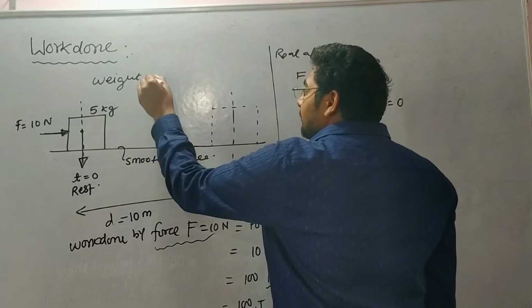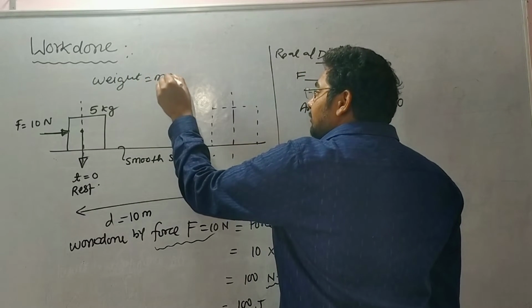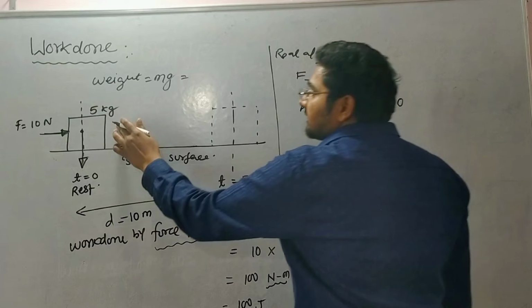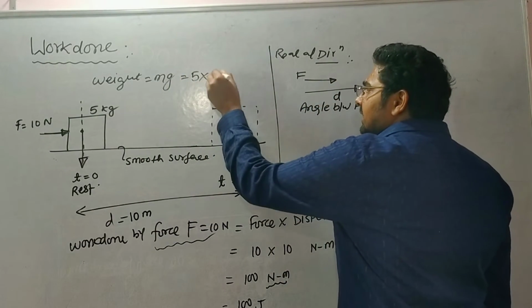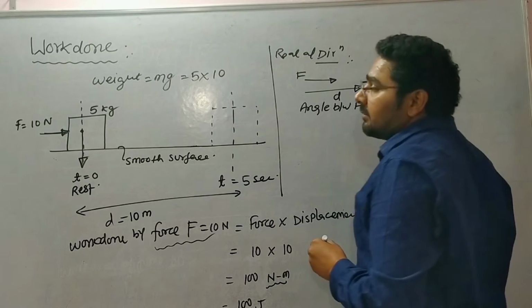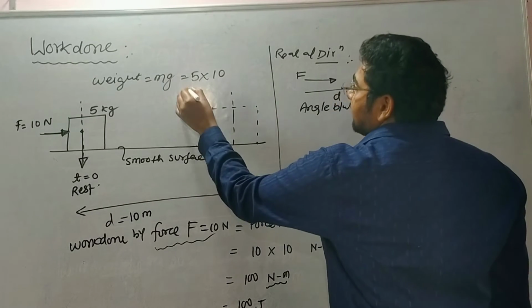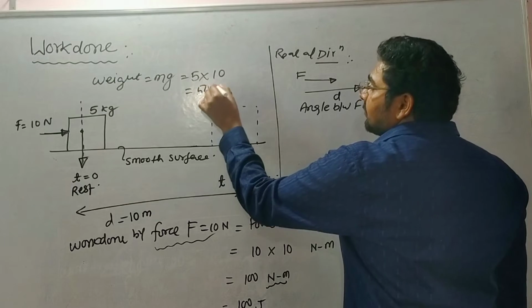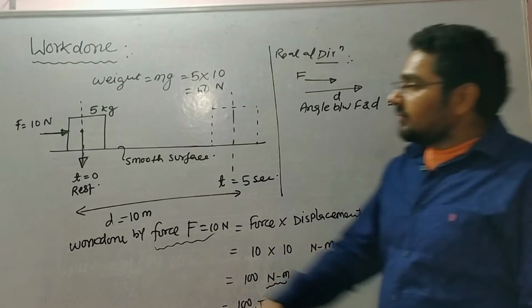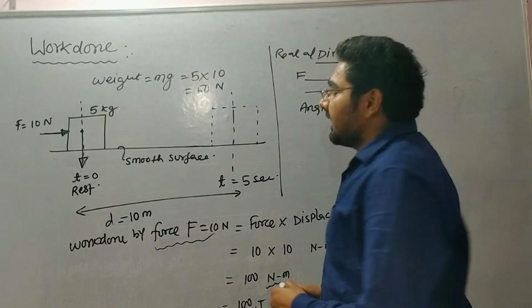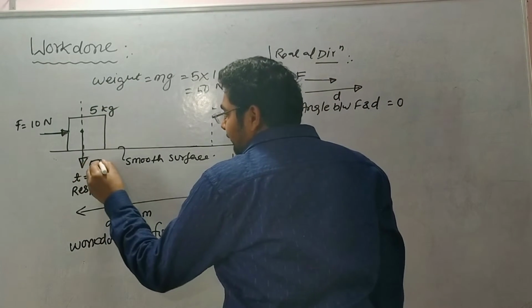will be mass into acceleration due to gravity, m into g, and mass is 5 kg, and acceleration due to gravity, let's say it is 10 meter per second square. So the value of weight here will be 50 newton, the weight. So in which direction is this weight acting? Vertically downward direction, and its magnitude is 50 newton.